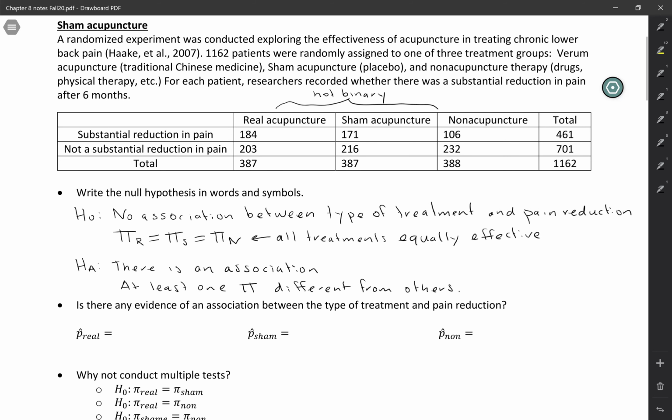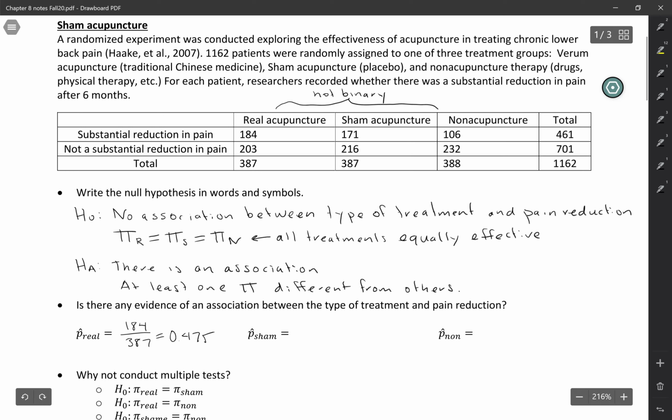So what about in the sample? Is there any evidence of an association in the sample? So what we're going to do is look at how many had pain reduction in each of these groups. So for the real acupuncture group, there were 387 people randomly assigned to this treatment, and 184 of them had their pain reduced. So this would be 0.475, a little bit less than half.